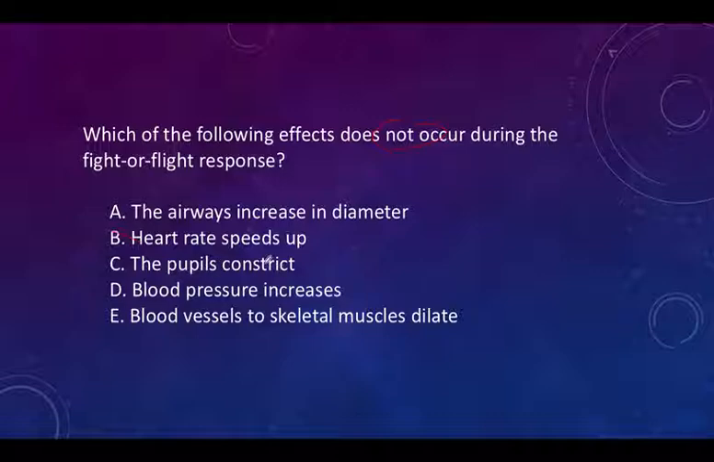C, pupils constrict, let's come back to that later. D, blood pressure increases, that definitely happens. And E, the blood vessels of the skeletal muscles dilate. That definitely happens because in a fight or flight, your blood is going to shunt away from your visceral organs and toward your skeletal muscles. So we know it's either A or C, and a sympathetic fight or flight response actually causes bronchodilation. So the airways do increase in diameter, so it's not A. And so we know that the pupils do not constrict during a fight or flight response.